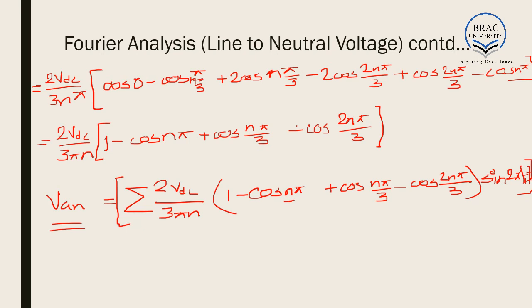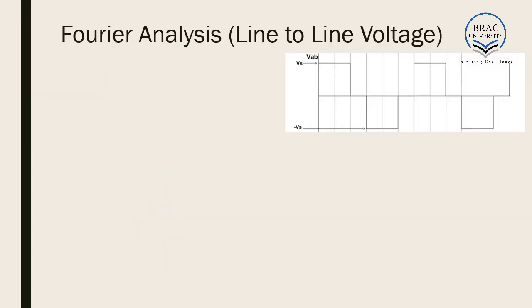components and lower frequency components. From this term, which is a constant term over here, we can see as n rises, the value of VAN falls, and as a result, we'll get the maximum value at the fundamental frequency, and as the frequency rises, the value will decrease from time to time.